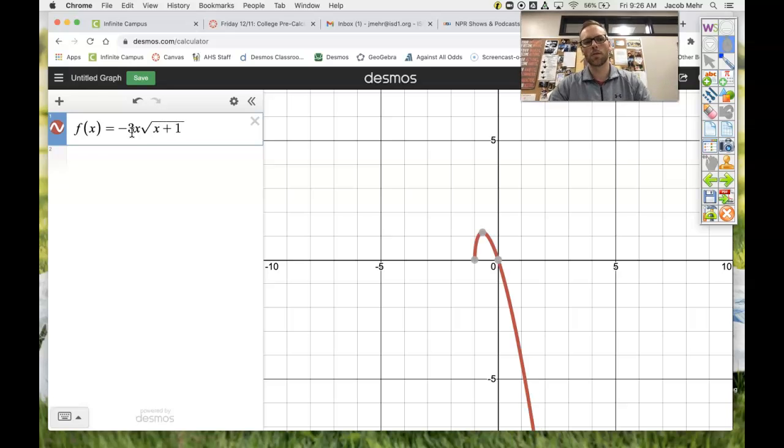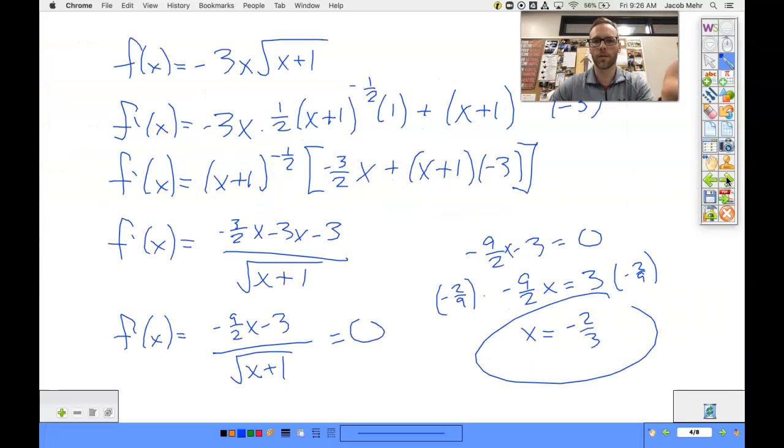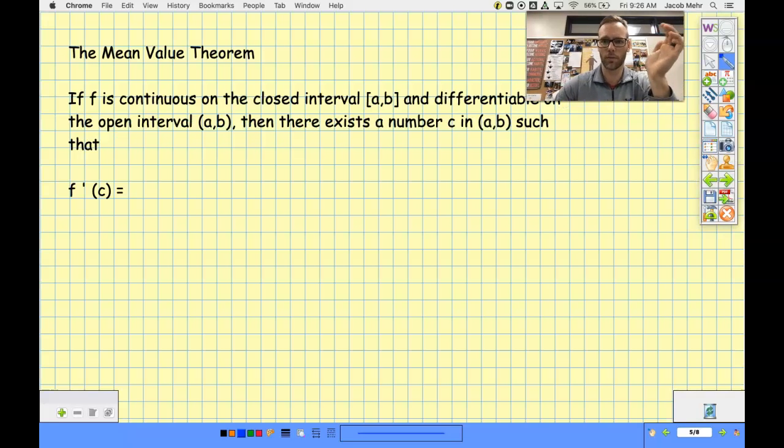Okay, that's what our function looks like. Now you're going to notice that's our interval, negative 1 to 0. They have the same y values. It's continuous and differentiable, so there has to be a point where the derivative is equal to 0. And there it is, negative 2/3. So that's Rolle's theorem. Now we're going to extend this even further to something more useful than Rolle's theorem.